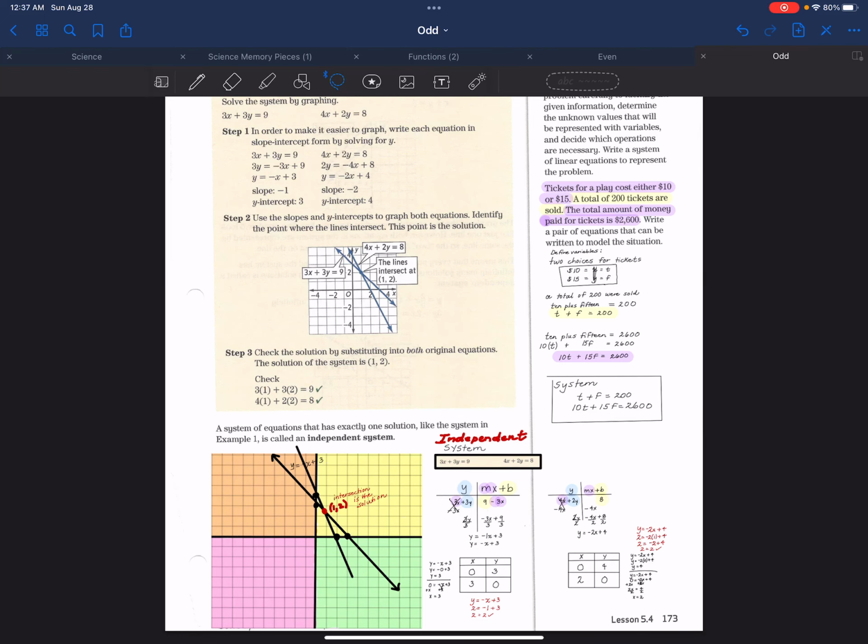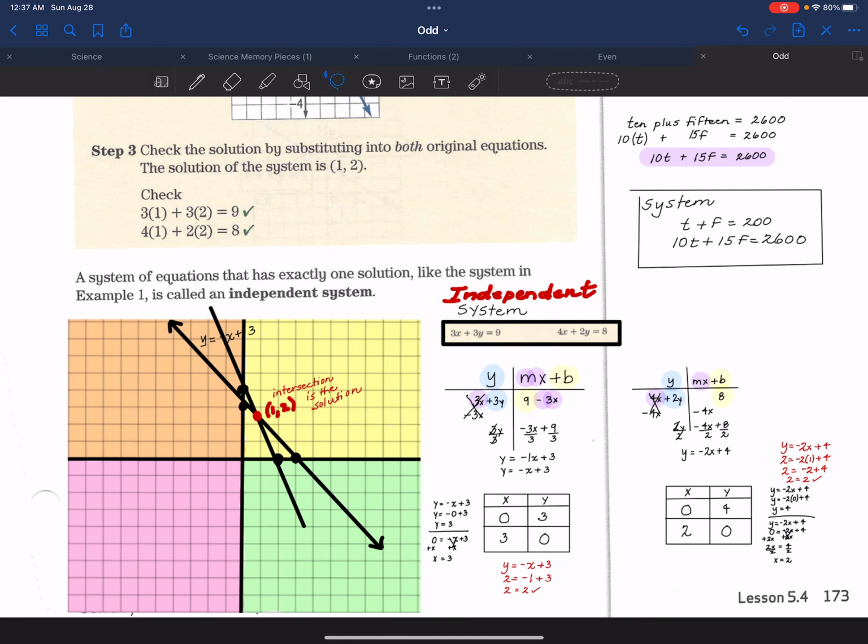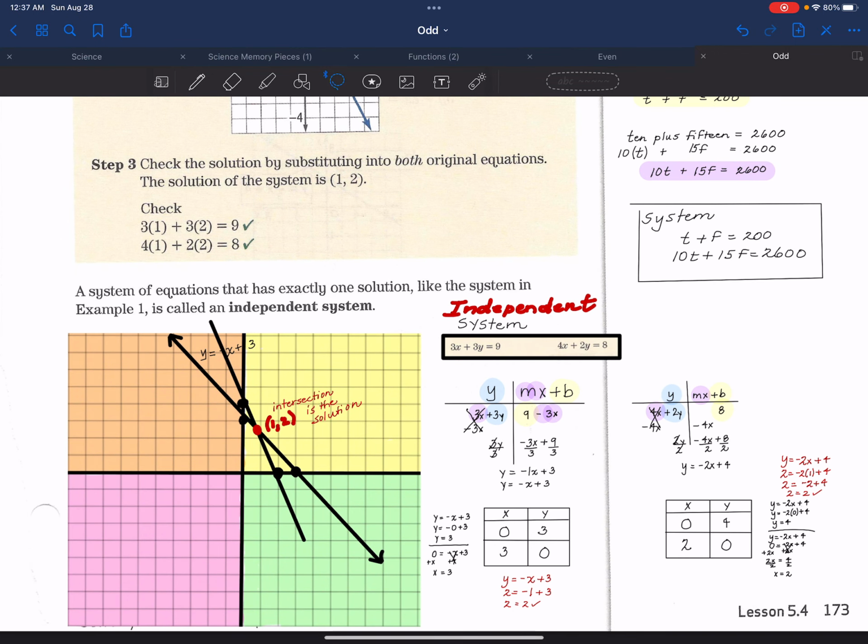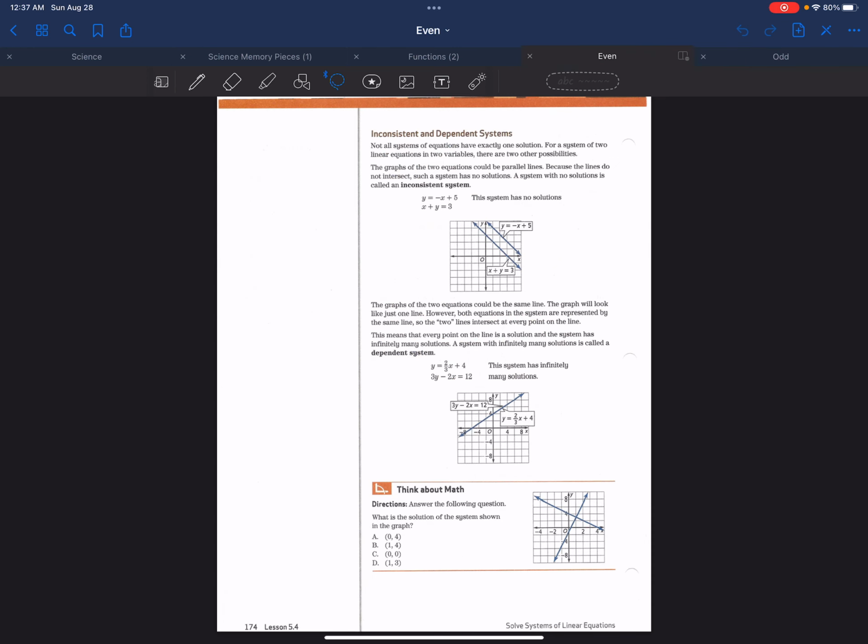I want to call your attention to this term independent system again. We've already worked this problem and figured out what it was on page 173. An independent system has exactly one solution. There are two other kinds of systems that you need to know about, and those are shown on page 174.